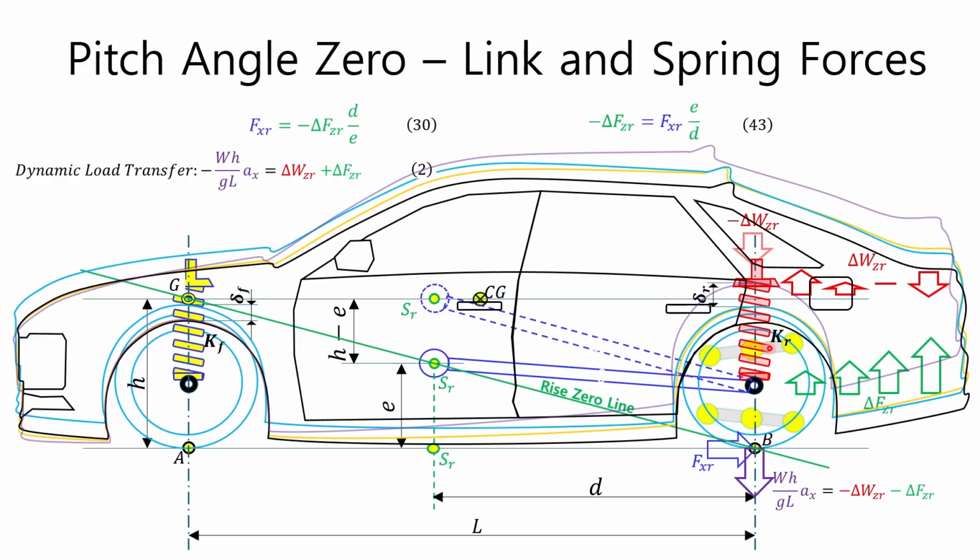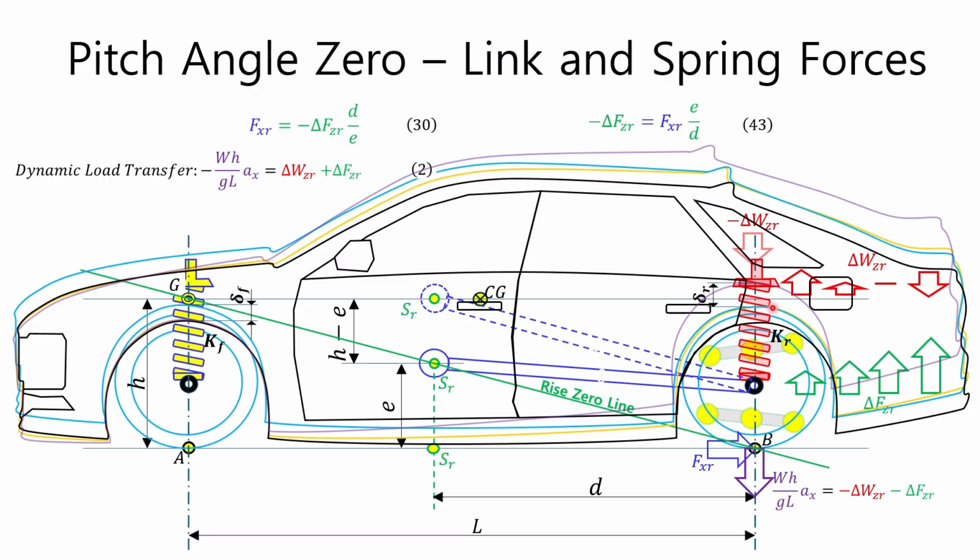In the rear suspension geometry of a typical commercially available vehicle, it has virtual reaction point SR below the rise zero line. In this case, when rear braking force is applied, the force acting on the links acts vertically upward to tension the links, and the force acting on the springs also acts vertically upward to tension the springs. The sum of these two forces represents the total vertical dynamic load transfer. Meanwhile, zero rise means that the rear spring displacement is zero, implying that the rear ride height has not changed.